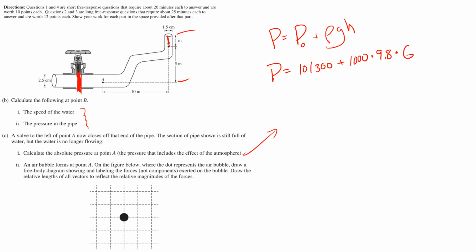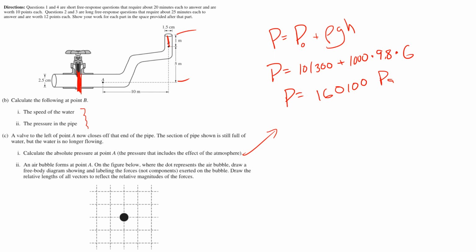All right, and that's it. So all we got to do is type this in now. So 101,300 plus 1,000 times 9.8 times 6. So at the end, you're going to get a P is equal to 160,100 pascals. All right, easy.